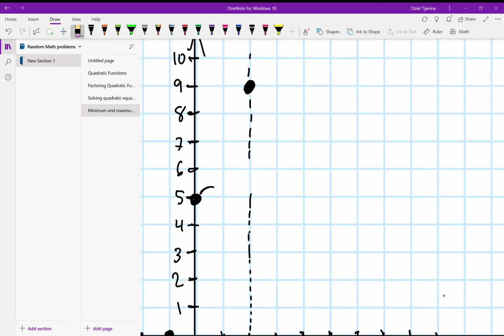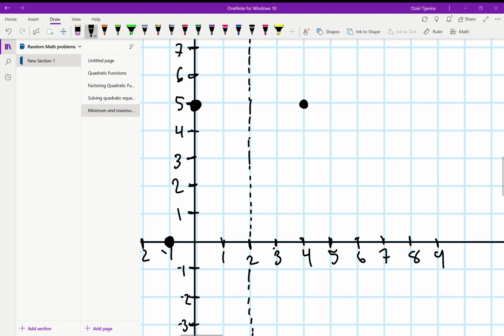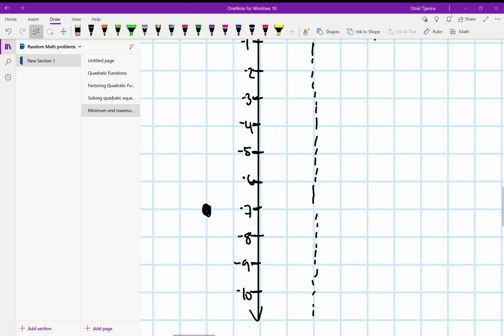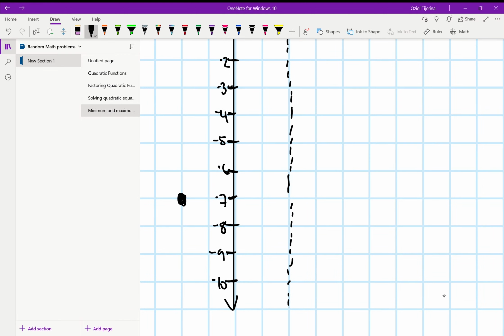Give me a second. So then you're going to get 1, 2, so it's going to be over here. And then over here, we have 1, 2, 3. So you're going to have another x-intercept right here. And then for over here, we have 1, 2, 3, 4. So this is going to be your other point.